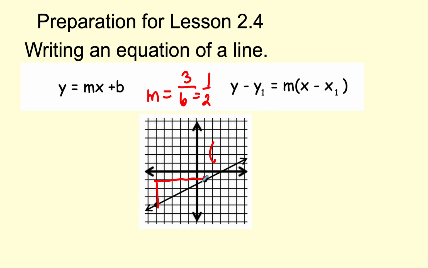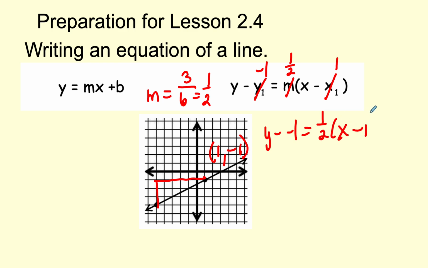And I'm going to use this point. You can use either one: (1, -1). I'll use that point. And everywhere I see an x1, I'm going to write a 1. Everywhere I see a y1, I'm going to write negative 1. And then my slope is going to be 1/2. So I'm going to have y take away negative 1 is equal to 1/2 x minus 1. And we could clean this up still and write y + 1 = 1/2 x - 1.